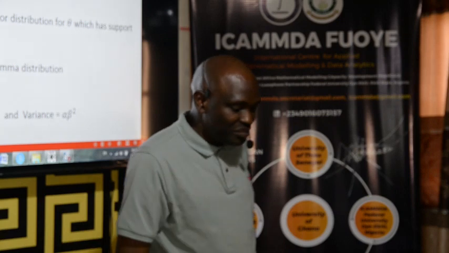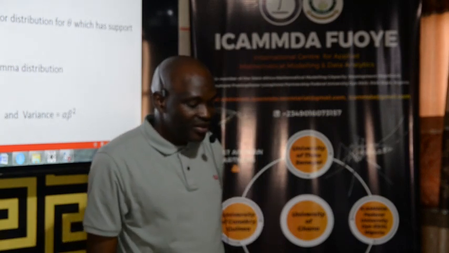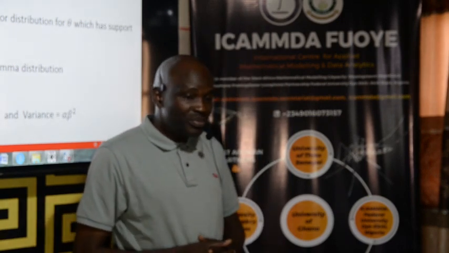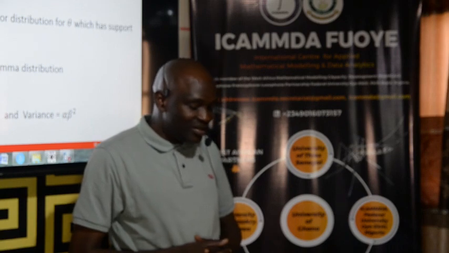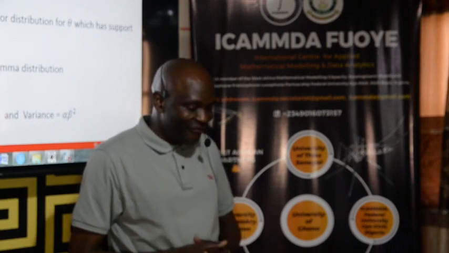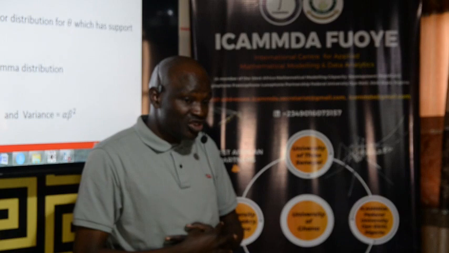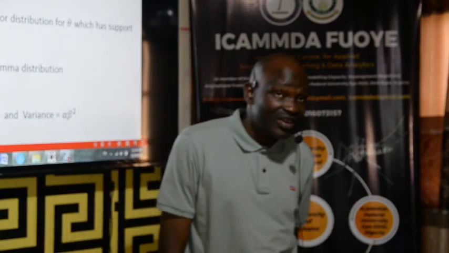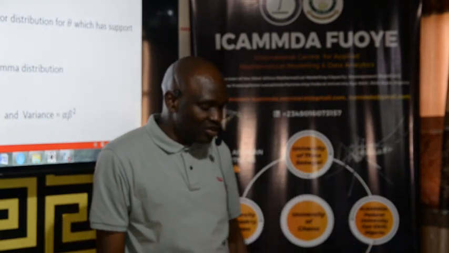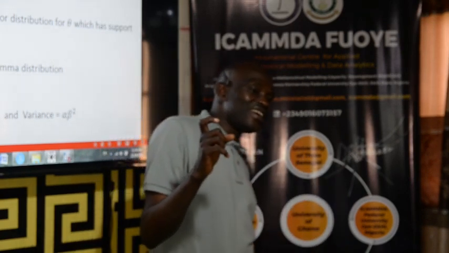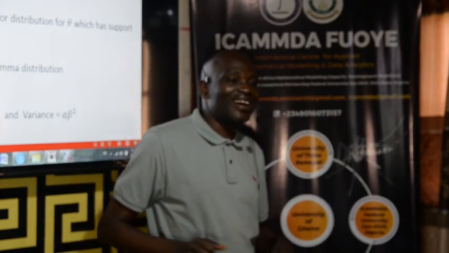Great. So now, if we adopt the Poisson distribution, that's the distribution of probability of X given our parameter theta. And theta must be what? Non-negative.